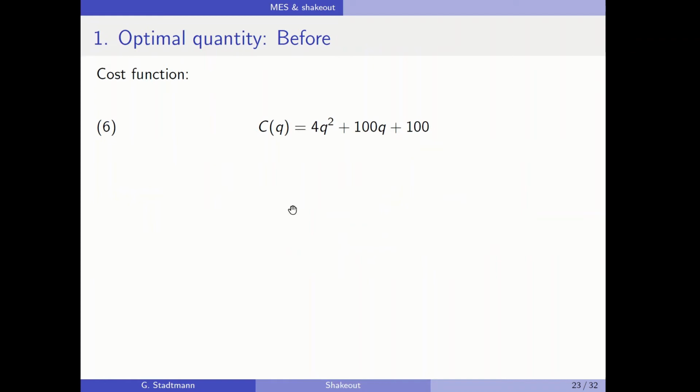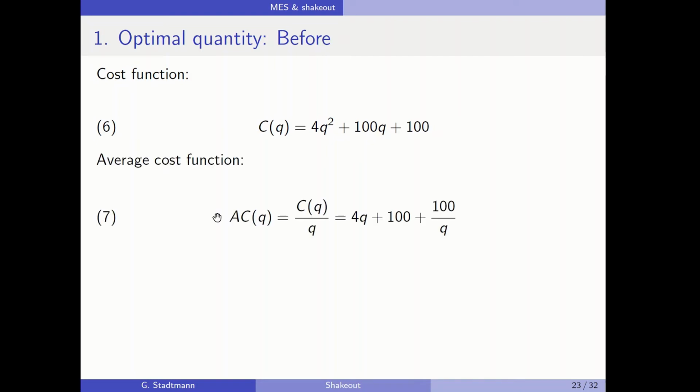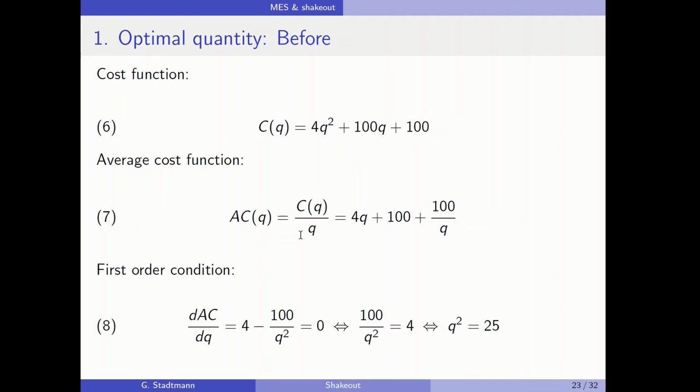Let's think about the optimal quantity. The cost function is given in equation 6. This was given, and when the cost function is given, it's very easy to compute the average cost function. So we have to divide the cost function by Q and get the average cost function. This is given by 4Q plus 100 plus 100 divided by Q. When we want to compute the minimum of the average cost function, we have to differentiate it with respect to Q. Let's do so.